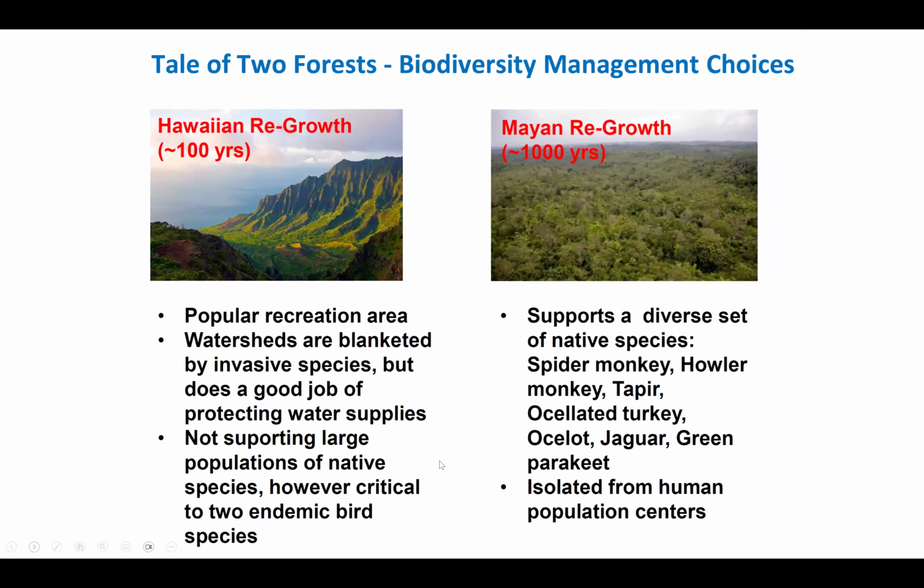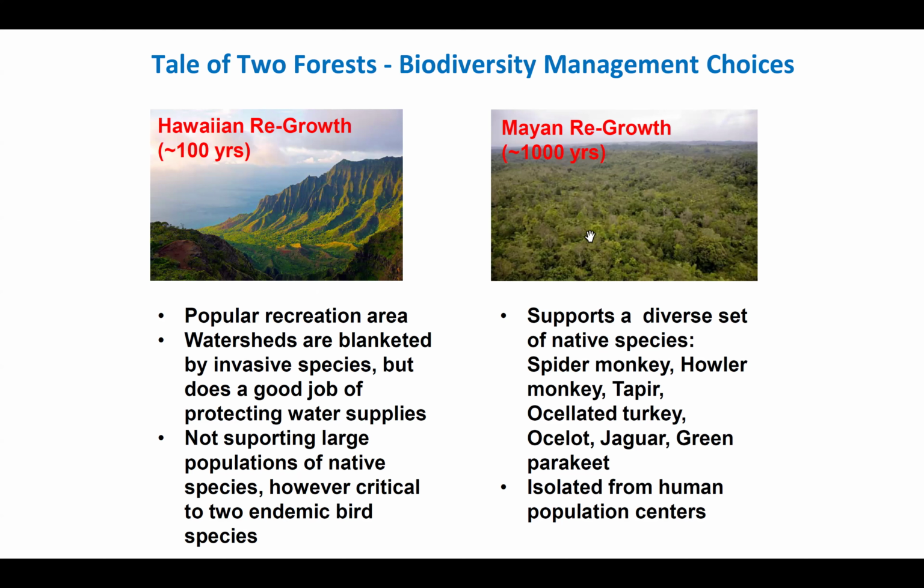Okay, so you're going to have these two examples in your homework. We have two different forests, a Hawaiian regrowth forest and a Mayan regrowth forest. So for biodiversity management, the Hawaiian forest is a really popular recreation area. There's tons of watersheds, but the problem is there's a ton of invasive species. It does protect the water supply, which is good, but there's not a lot of large populations of native species, because there's not a lot of native plants and whatnot. But there are two endemic bird species there. Endemic means they are only from that Hawaiian island in the whole world.